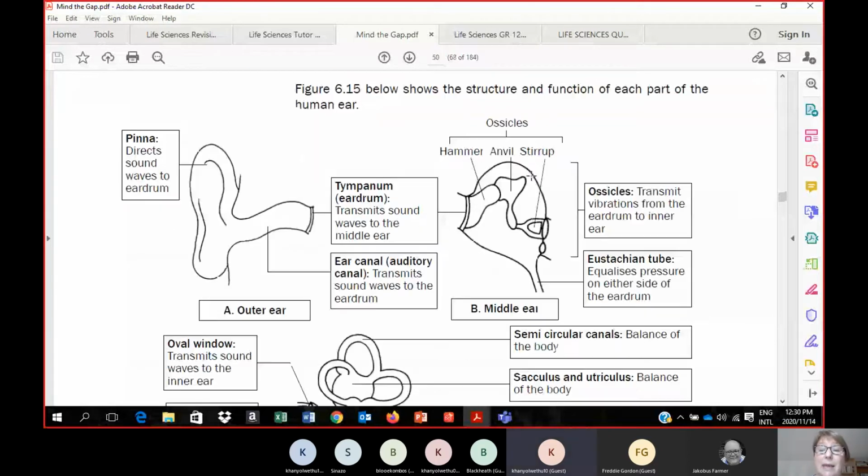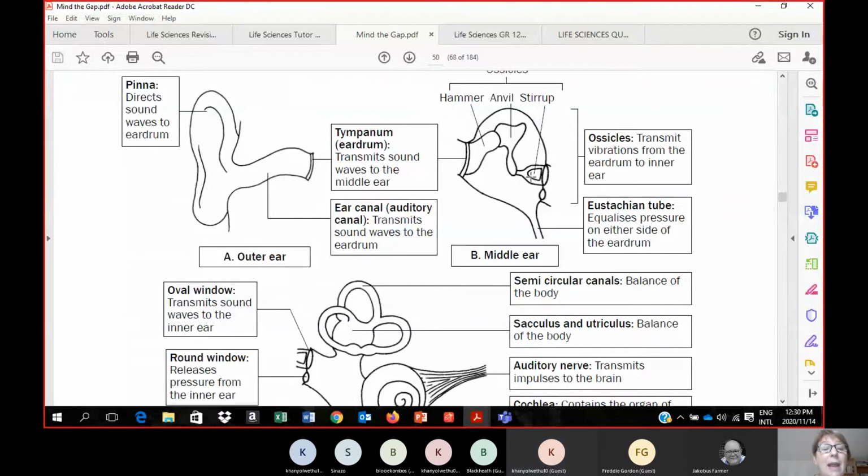There we've got a more detailed diagram, okay? Now this is quite nice, and this is exactly the same as the one that you've got because it shows you what all the functions are of the ear. So your ear pinna directs sound waves to the eardrum over here. Your ear canal or auditory canal transmits sound waves to the eardrum or the tympanic membrane. The tympanic membrane transmits sound waves to the middle ear, and there you've got your 3 bony ossicles. What do they do? They transmit vibrations from the eardrum to the inner ear.